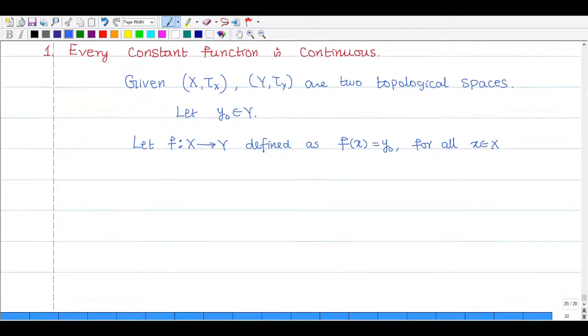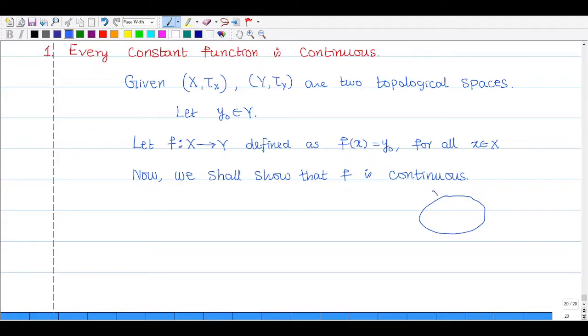Okay, so now we shall prove that f is continuous. Very simple. See here, I keep a domain X, which is a topological space, and this is Y, another topological space. In this Y, I have fixed a point y₀. Okay, then for continuity, you take an open set in Y.